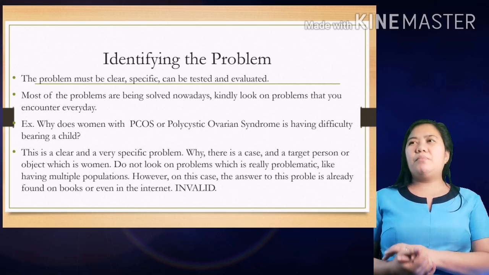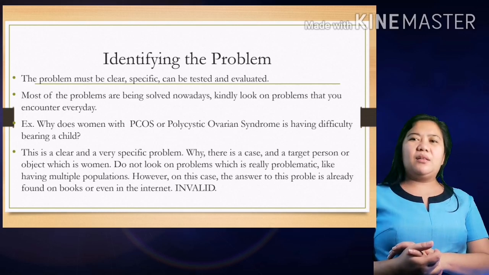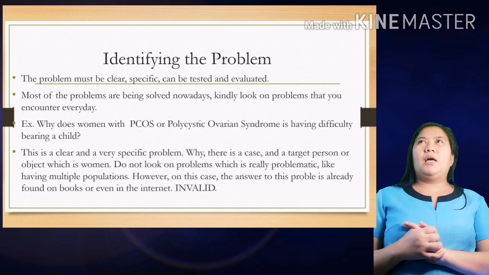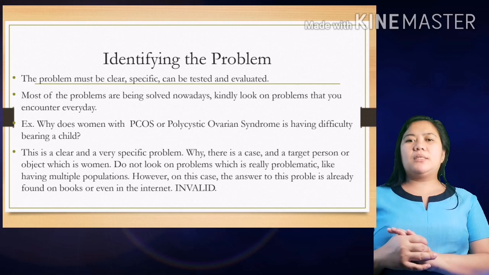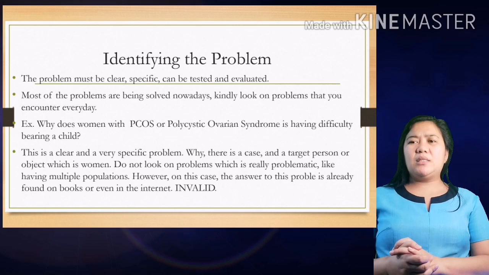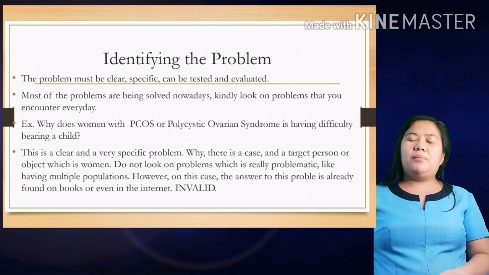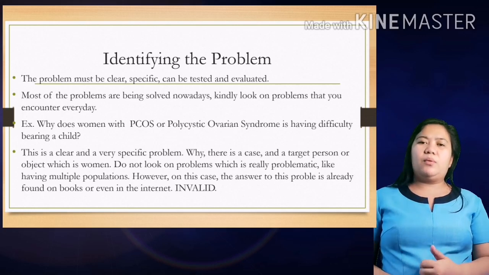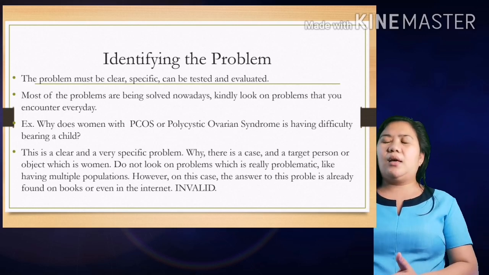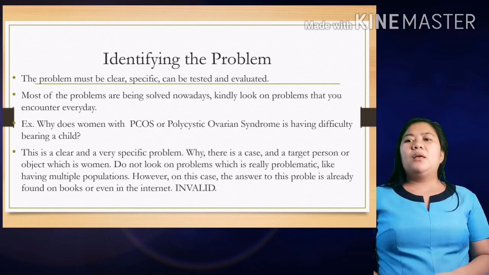Likewise, another would be a diet plan. What is the effect of having a diet plan if you have PCOS? Another would be pills. What are the effects of pills if you have PCOS? So again, you need to make sure that the problem is specific. You have the subject, the women, and the problem itself, which is polycystic ovarian syndrome, and what would be its effect on women.